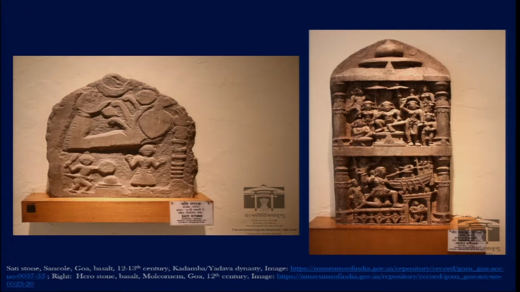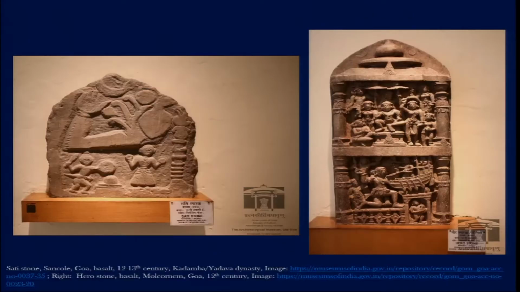This practice is not specific to the Vijayanagara area or the Vijayanagara period, that is from the 14th century. The practice had already been there in parts of the Indian subcontinent among Hindu women. So here we have a sati stone that comes from Sankol in Goa, and perhaps it was made in the 12th or 13th century. So that predates the Vijayanagara period. And this is a sati stone perhaps made of basalt.